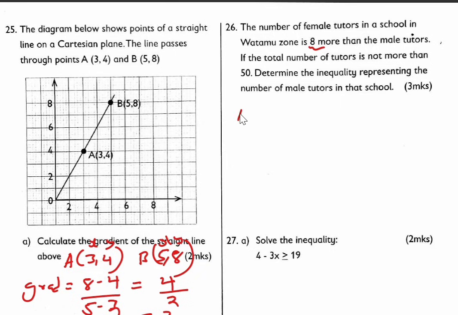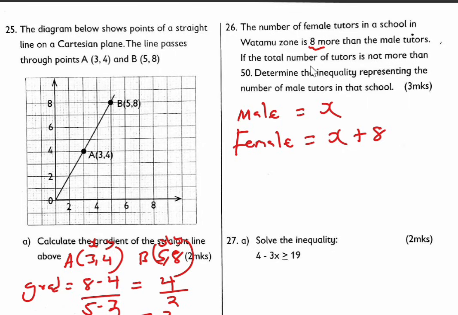Let the male tutors be x. To get the female, we have 8 more than. This means it is x for the male plus 8. So for the female, it will be x plus 8, because we are given here that it is 8 more than the male tutors. If the male tutors number x, therefore the female will be x plus 8.